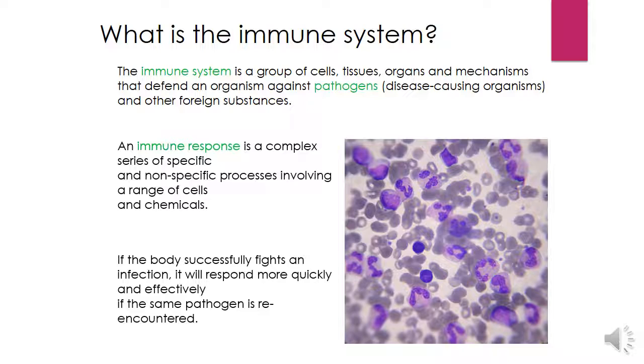If the body is successful in fighting the infection, it will respond more quickly and effectively if the same pathogen is encountered. So, if you caught the flu, it takes a couple weeks for your body to ramp up to get a really good handle on fighting the flu. If you caught that exact same version of the flu, your body within just a day or two would be ramped up and fighting that flu virus. The one issue here is that if it's a different form, your body may recognize it but not put up a huge fight because it's not quite the same, so it'll take longer to react and to realize that.